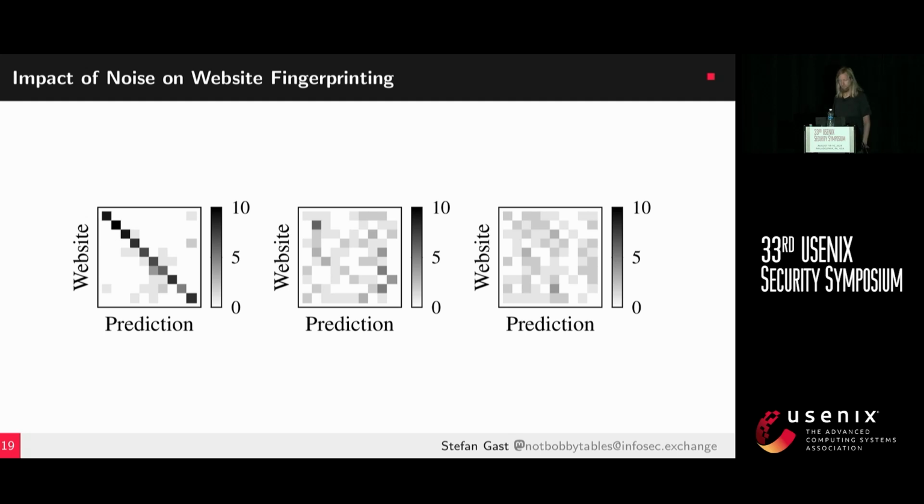Of course, like many other side channels, this can be disturbed by noise. On the left-hand side, we see again website fingerprinting with only 10 websites in that case, with 77% accuracy. But as soon as we introduce noise, for example, in the middle, with noisy training data and noisy test data, the accuracy goes down to 15%. And if we only have noisy test data, but the training data was not noisy, then we are basically down to random guessing, which would be 10%.